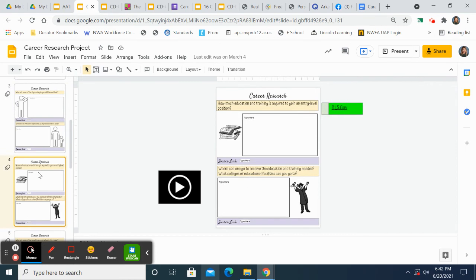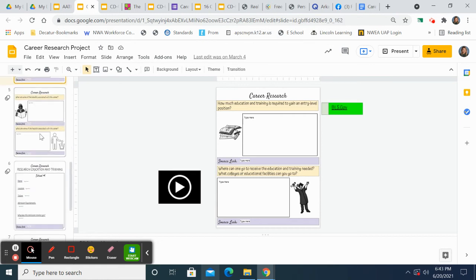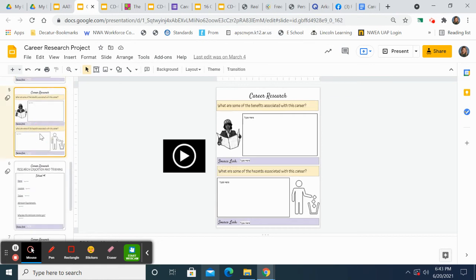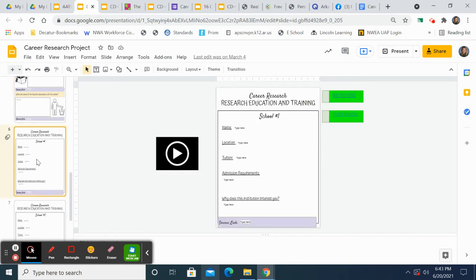I've done the same thing for how much education and training is required to gain an entry-level position, and where can one go to receive the education and training needed, what colleges or educational facilities can you go to. And then I've also done the same thing for what are some of the benefits associated with this career, and what are some of the hazards associated with this career.